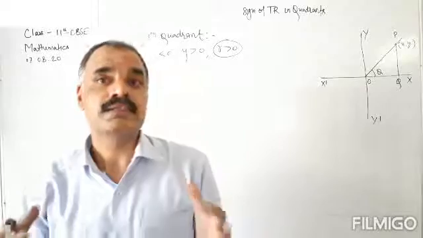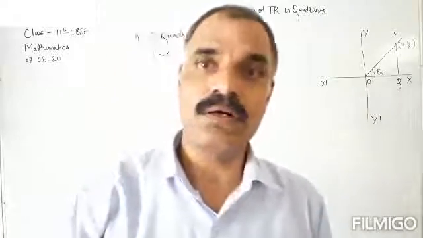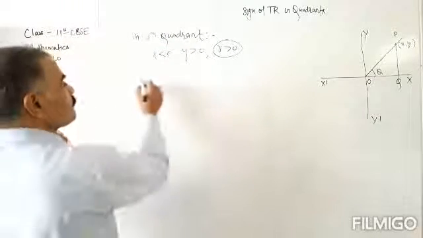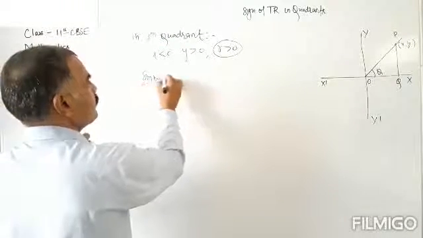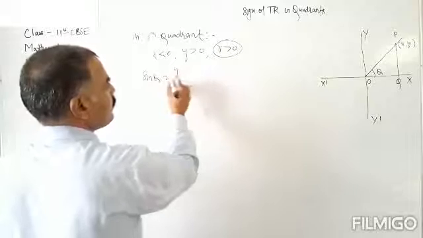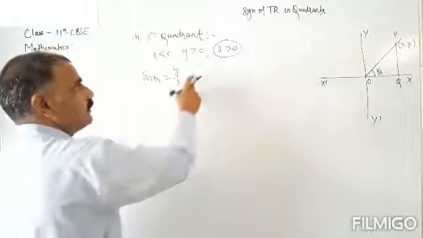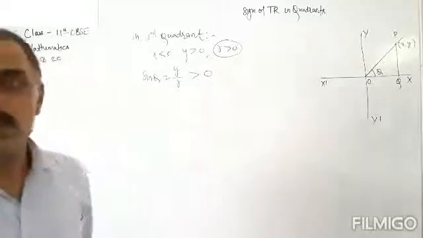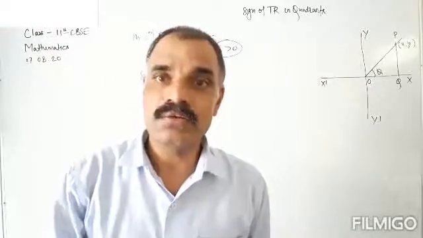Okay, now we will discuss the sign on the basis of x, y and r. So the sign of sin theta. Sin theta is y upon r, and y is greater than 0, r is greater than 0, that is why sin theta is greater than 0. So sin is positive in the second quadrant.